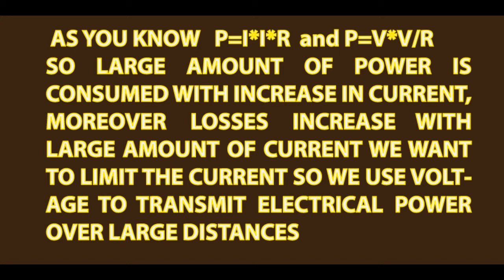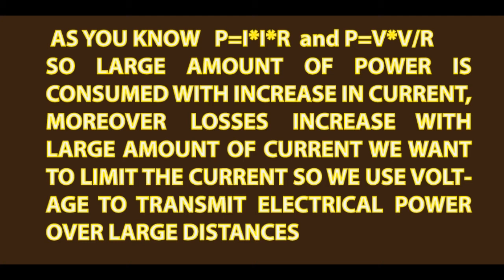As you know, P is equal to I square R and P is equal to V square over R. A large amount of power is consumed if we increase current and transmit it over the transmission line, due to heat losses and other relevant electrical losses. So we want to limit the current.